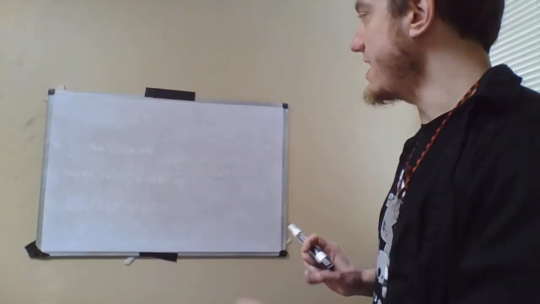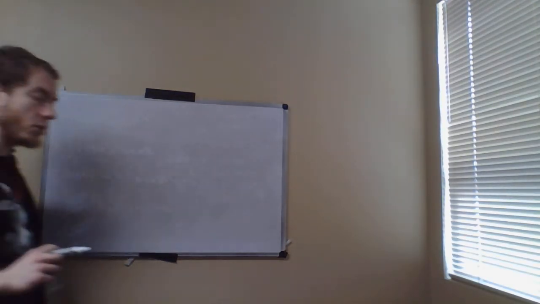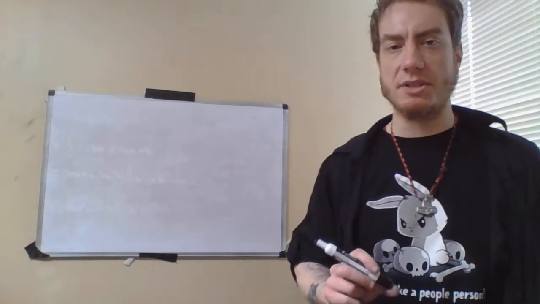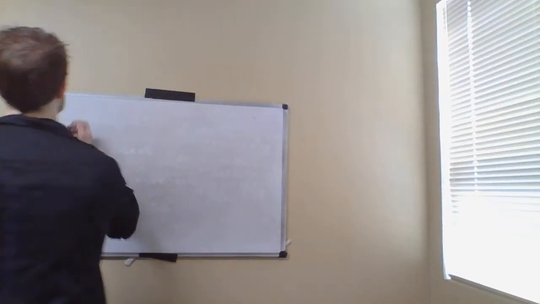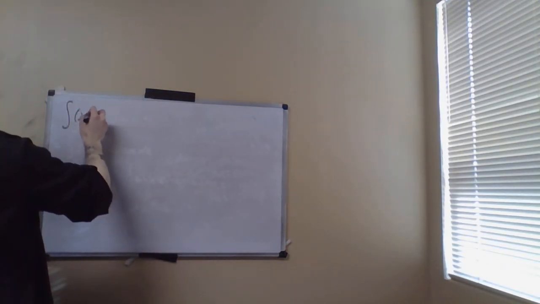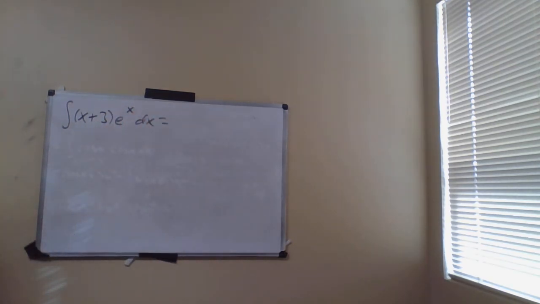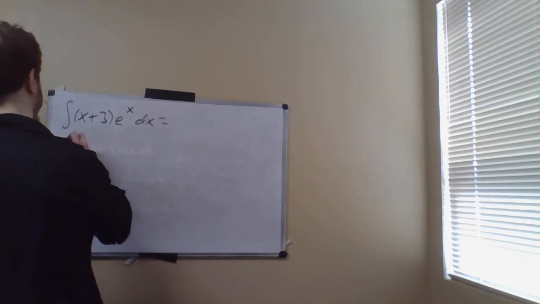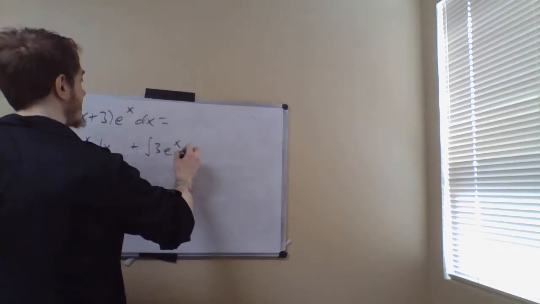What I do want to show you is sometimes when you're doing these techniques, you do have to split the integral into something you do by parts together with something you do not by parts. So for instance, let's suppose that I want to do the integral of x plus 3 e to the x dx. Well, what I want to do in order to do this problem is I want to actually split this up into the integral of x e to the x dx plus the integral of 3 e to the x dx.